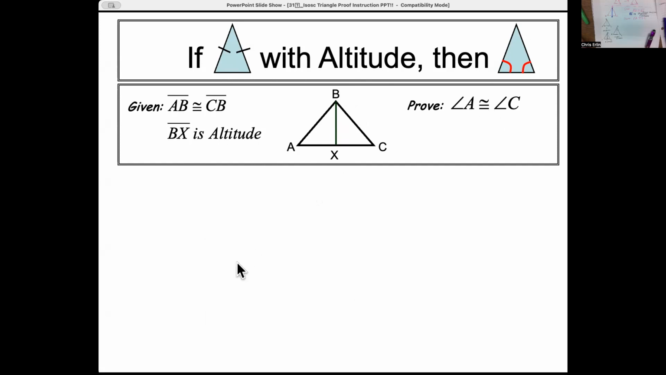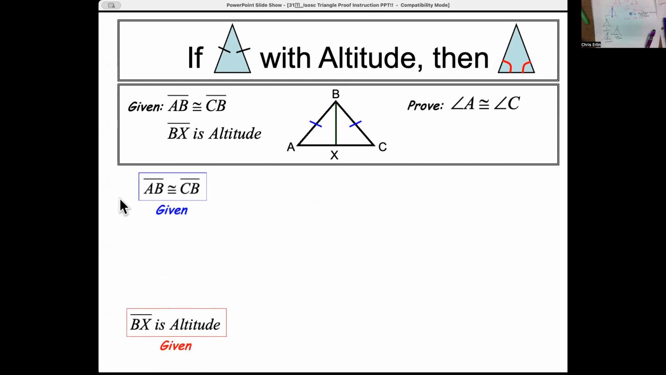I'm going to do this as a flow proof. How do I start? Given, so I'd say AB is congruent to CB, given. Then I'd bring in my second given, BX is an altitude. Now, I've written two things in here, but I've only got one set of marks in my picture. Why is that?